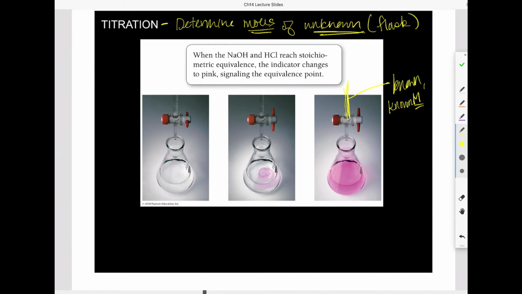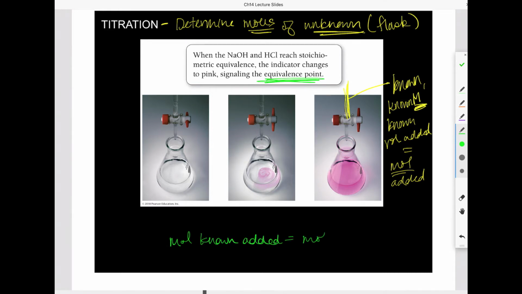And because it's graduated, we are going to know the volume added. Known volume added. So if I know the molarity and I know the volume added, by extension I also know the total number of moles added. I know the number of moles added to reach the equivalence point. At the equivalence point, the moles of known added are equal to moles of unknown originally present.